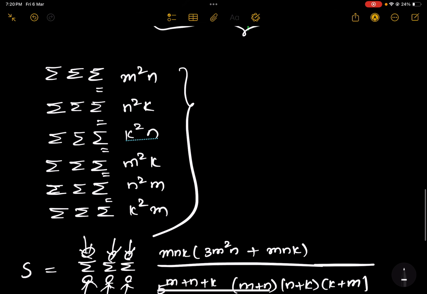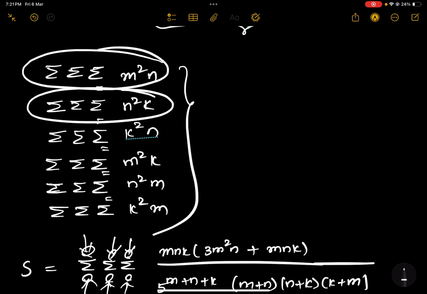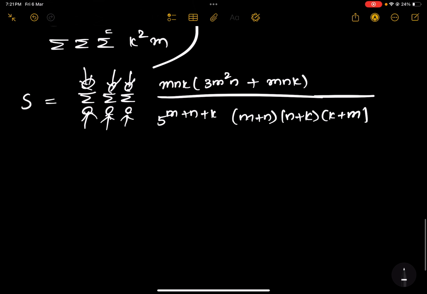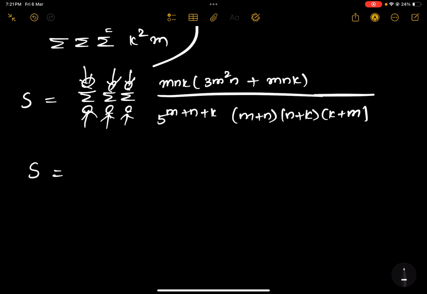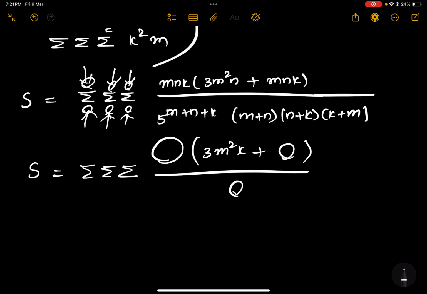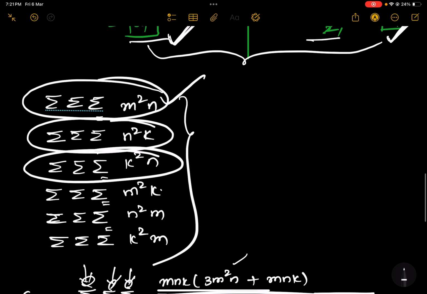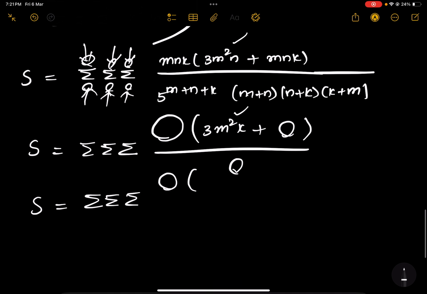Now because of this particular concept, since this is equal to this, this is equal to this, this is equal to this, I can write S as all these summations, and m and k term will be there. Here 3m square n can be replaced as 3m square k, and you have this summation and the denominator. And also similarly I can write the summation as this thing. Instead of m square n, m square k, m square n is over, m square k is over, I can write this n square k plus mnk by the total denominator.